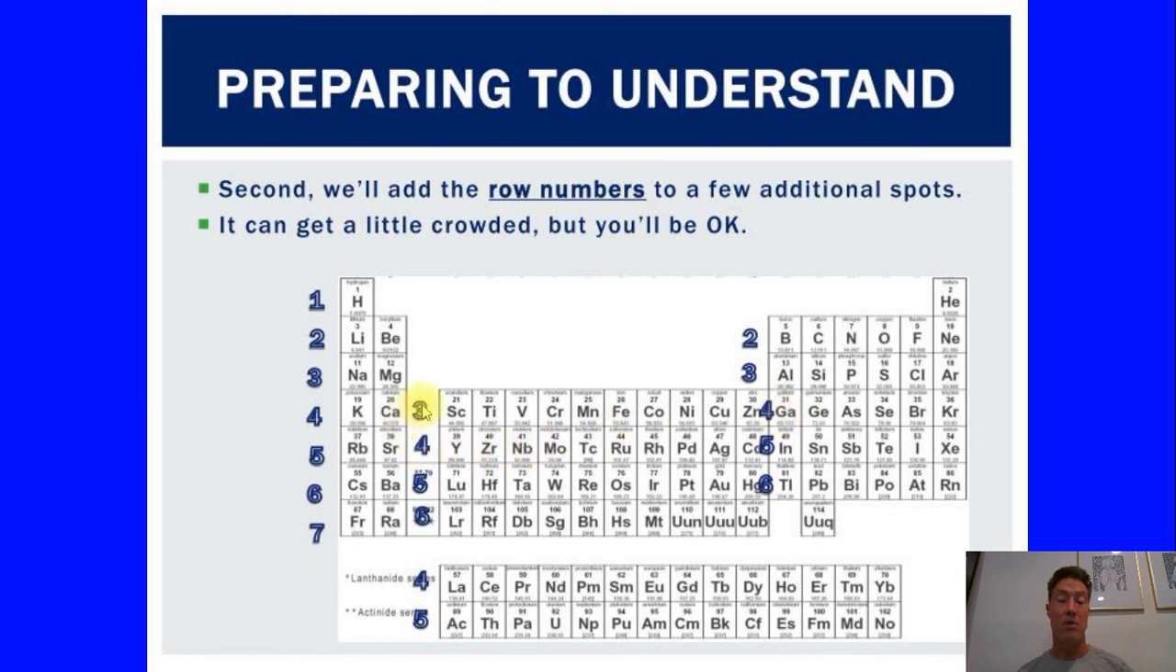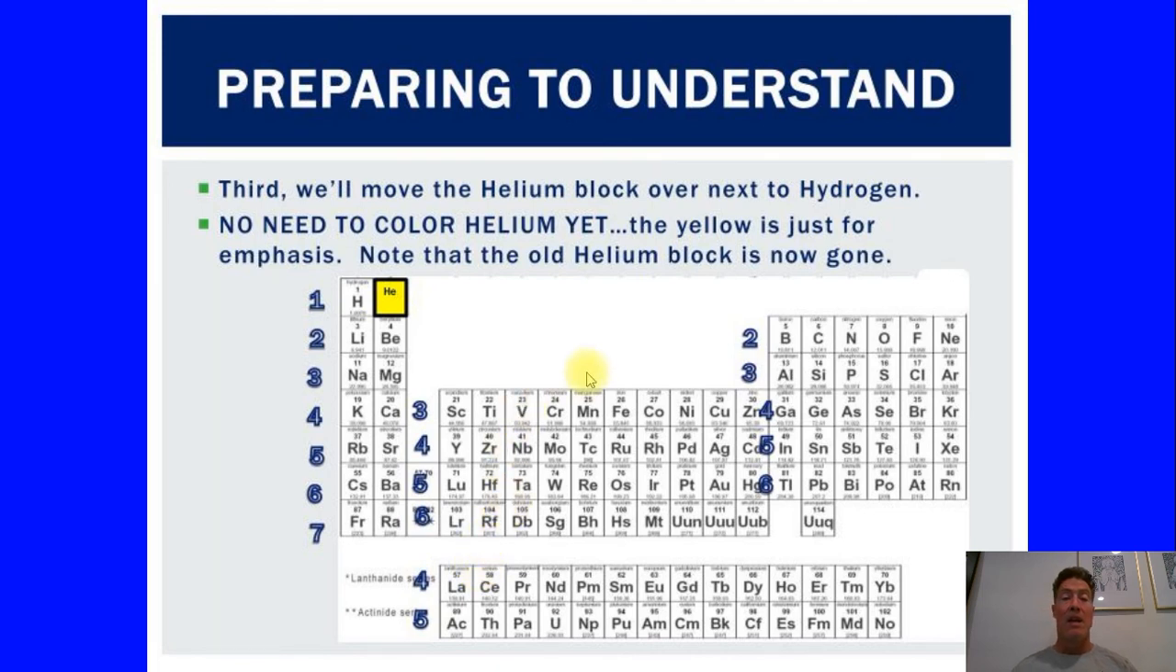So just look at this. So this becomes 3, 4, 5, and 6. 1 number less than you'd expect from the principal energy level. And then we go back to the principal energy level. And then down here, we're going to drop it 2 rows down. This is going to be a 4, this is going to be a 5. Now we're going to move helium over to hydrogen. No need to color it yet, but we're moving that over here because helium is part of this s block.